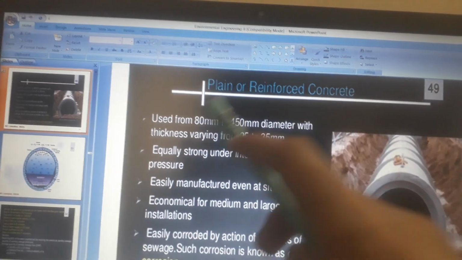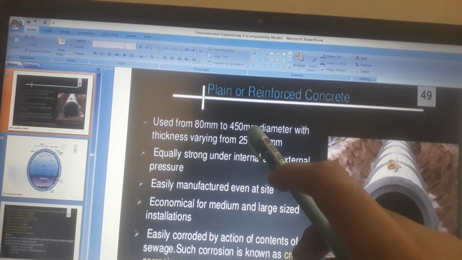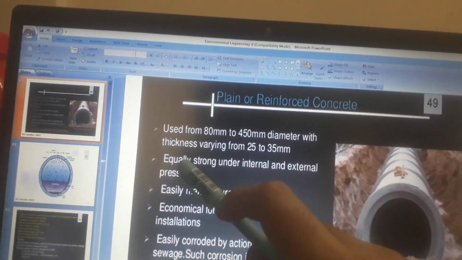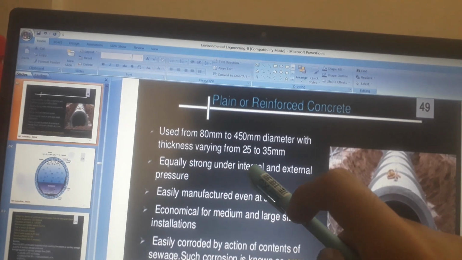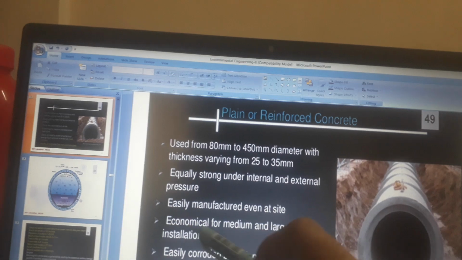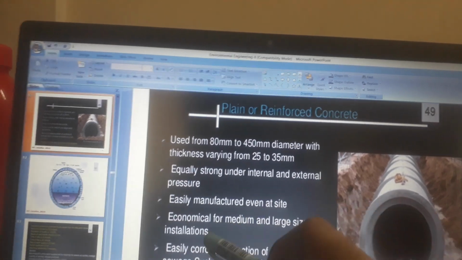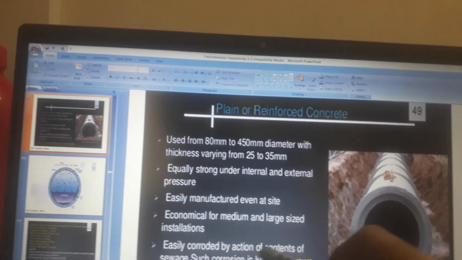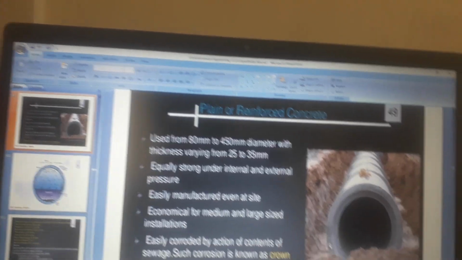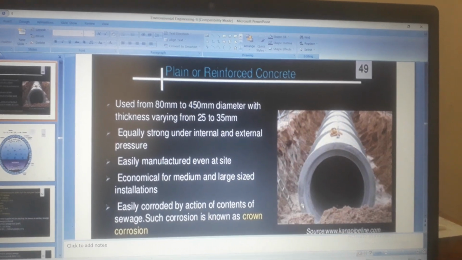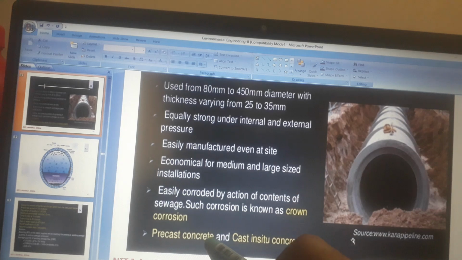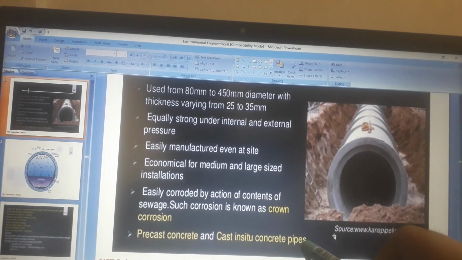Concrete pipes: plain or reinforced concrete, usually from 80 mm to 450 mm diameter with thickness varying from 25 to 35 mm, equally strong under internal and external pressure, easily manufactured even at site, economical for medium and large size installation, but easily corroded by the action of contents of sewage. Such corrosion is known as crown corrosion. Types include plain or reinforced concrete, precast concrete and cast in situ concrete pipes.